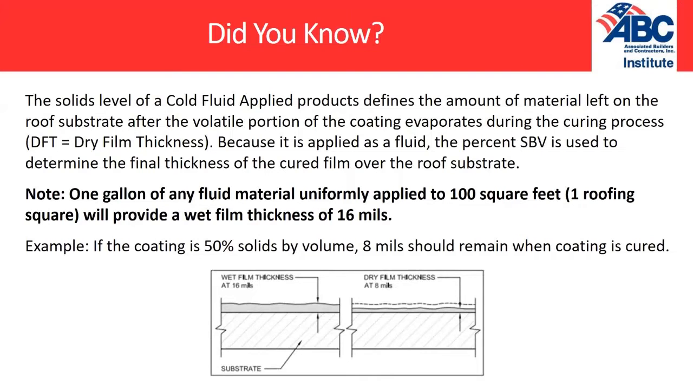It should be 4. It should be 4. is all the solids, the pigments, it's part of the product. When the volatile portion cures off, what you're left with is a dry film thickness.